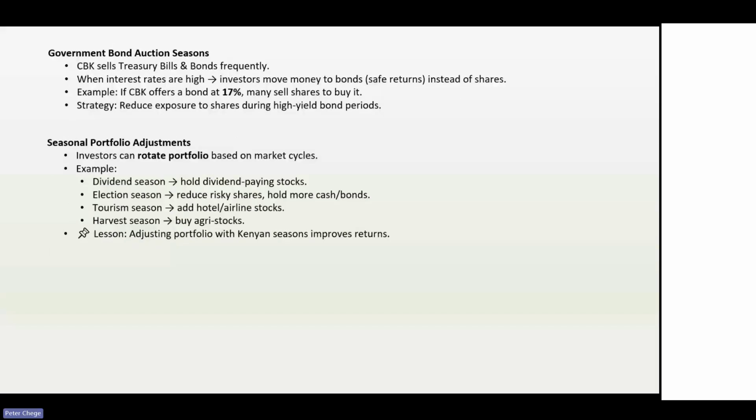Then there are government bond auction seasons. This is the time the Treasury is selling Treasury bills and bonds. When interest rates are high, most investors go to bonds because they want to lock in those quick gains instead of shares. That time prices of shares go down. As a smart investor, come in and buy shares.